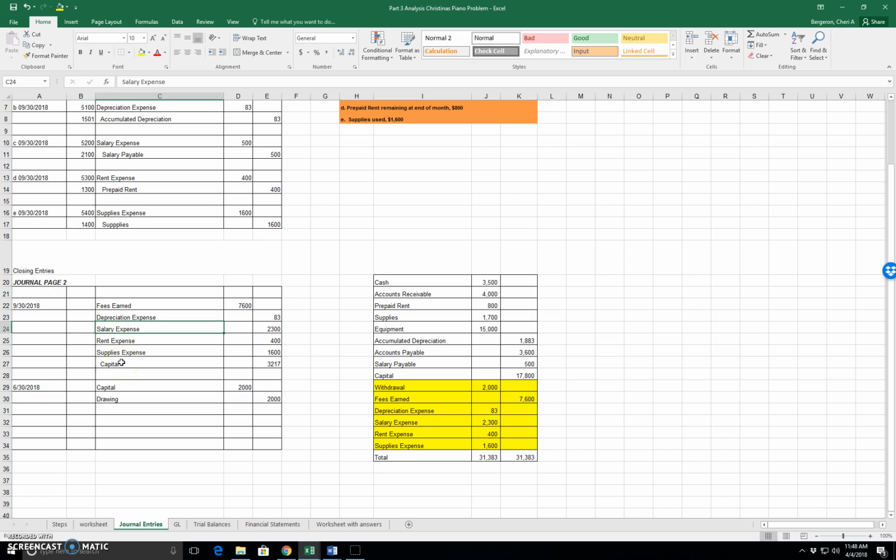Each time you journalize, it'll always be followed by posting, which will be followed by a trial balance.